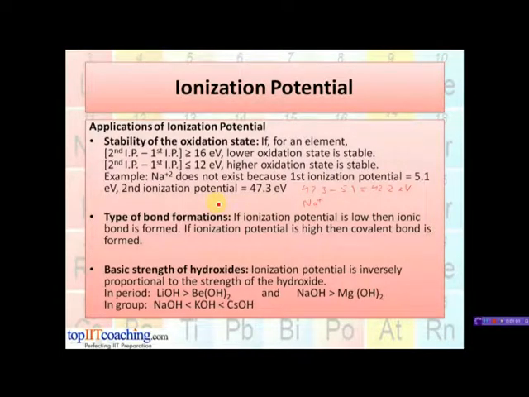Another application is the type of bond formation. If the ionization potential is low, that is, the element can easily give off its electron to form ions, ionic bond will be preferred. But if the ionization potential is high, that is, it is not easy for the element to give its electrons, it will prefer sharing the electron, forming the covalent bond to complete its octet.